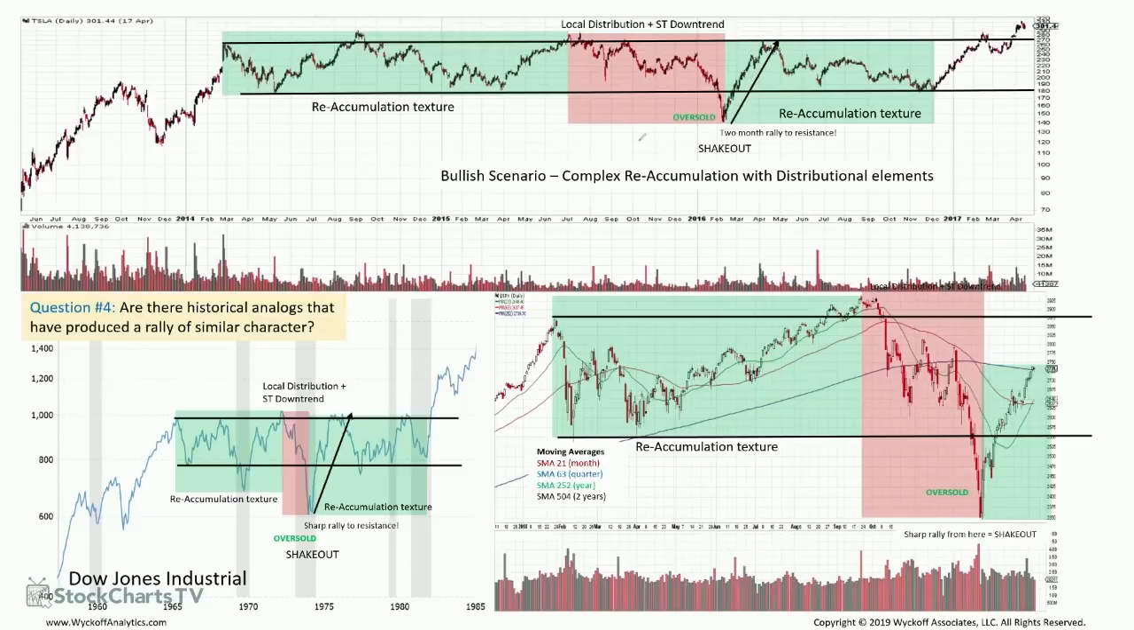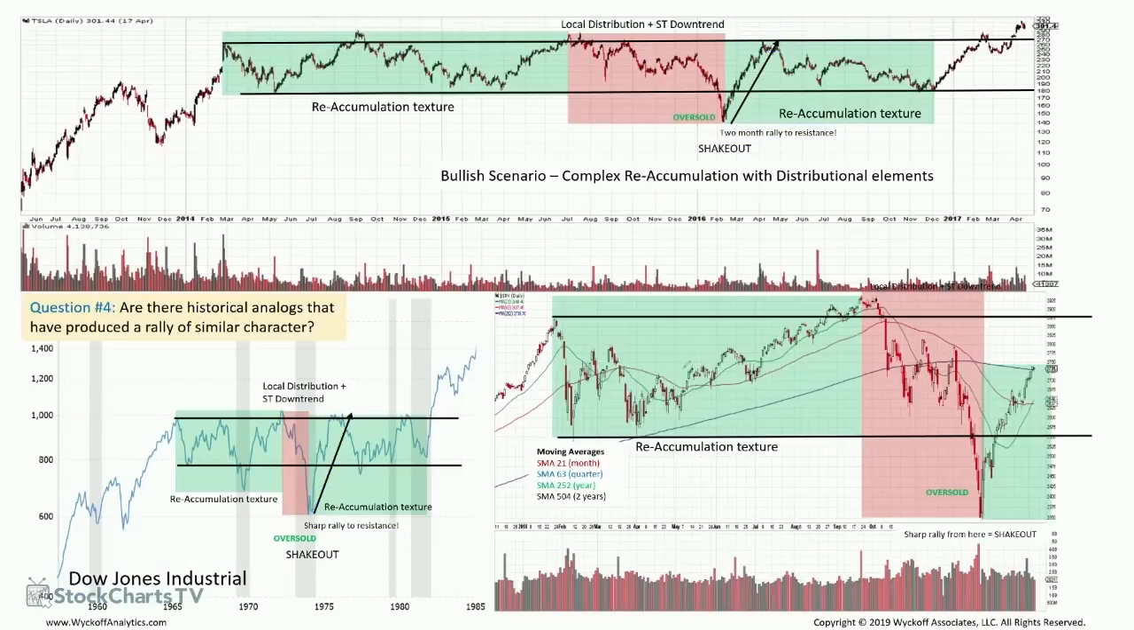Now, this analog is very similar to what we've experienced in the Dow Jones Industrials in the 60s and 70s. Look into the Nixon shakeout, the Watergate, and then the rally that we had out of that. This is a very aggressive and very sharp rally. By the way, Tesla, in 2 months, rallied to the resistance. And that's a very short period of time to travel so much.